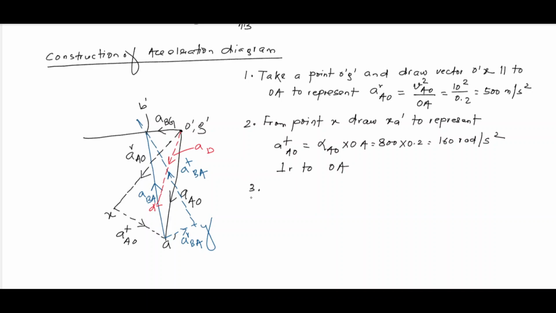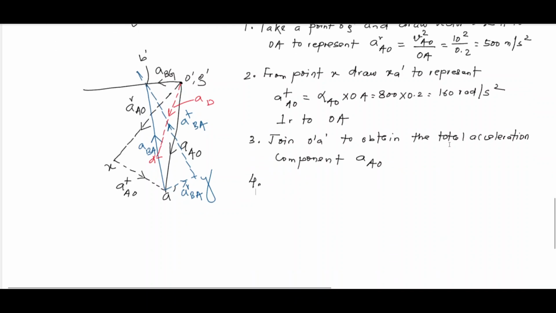Now third step, join O dash A dash to obtain the total acceleration component A AO. Clear?